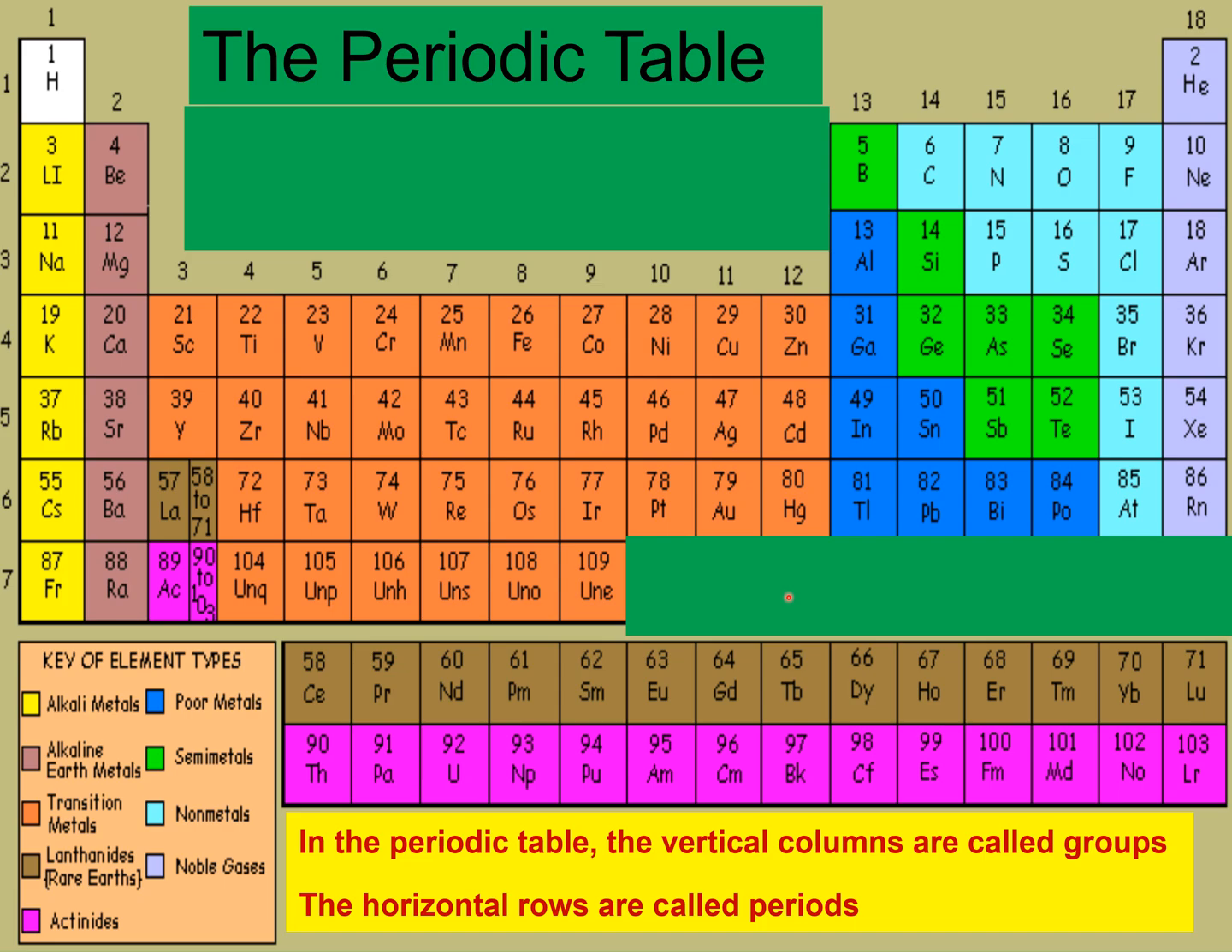The horizontal rows are called periods. So horizontal rows like that, and these ones are called periods. Elements in the same period have the same number of atomic orbitals. These yellow ones are called alkaline metals. These are called alkaline earth metals. These are transition metals. These brown ones are lanthanides. These ones are actinides.